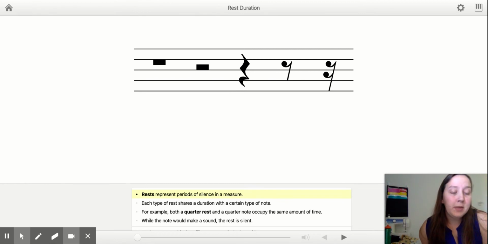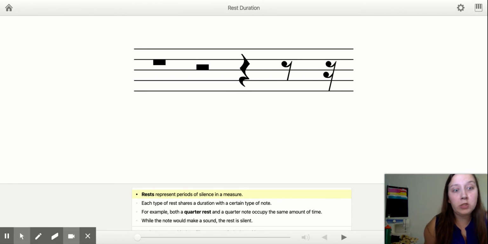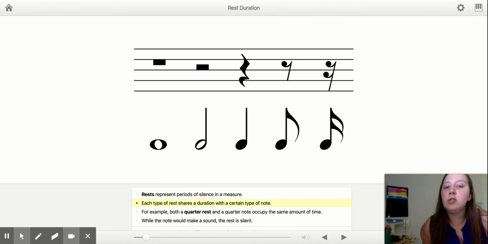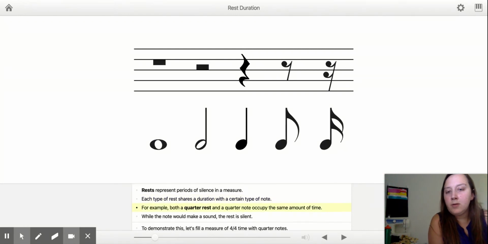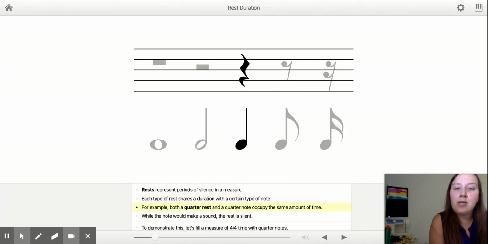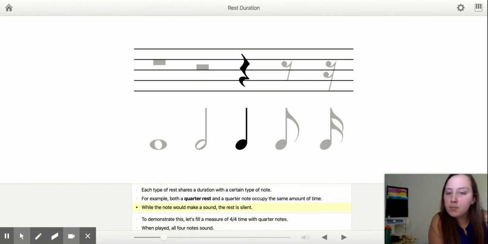Rests represent a period of silence during your music or in a measure, just like notes do, but notes make sound, rests are silent. Each type of rest shares a certain duration or length of time with a note. For example, a quarter rest and a quarter note occupy the same amount of time. If we are in 4/4 time, these would both be one beat. While the note would make a sound, the rest would be silent.